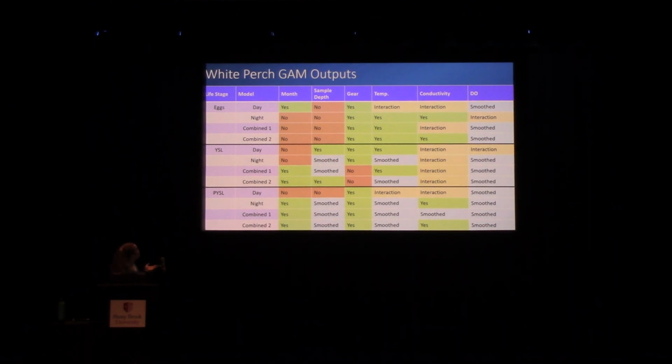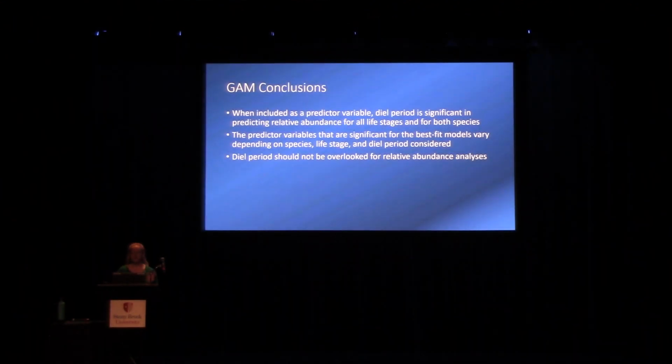This is the model outputs for the white perch. Across the board, all of the inputs are different. And so the overall conclusions I want you to get from these GAMs is that when included as a predictor variable, diel period is significant in predicting relative abundance across both species and all life stages. And the predictor variables that are significant for the best fit models vary depending on what species and life stage you're looking at. So therefore, diel period should not be overlooked when doing relative abundance analysis.